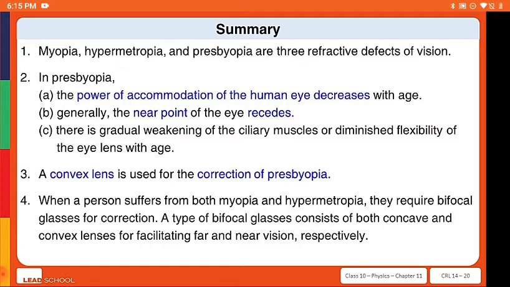When a person suffers from both myopia and hypermetropia, they require bifocal glasses for correction. A type of bifocal glasses consists of both concave and convex lenses for facilitating far and near vision, respectively.